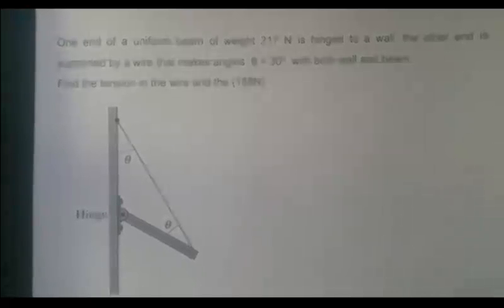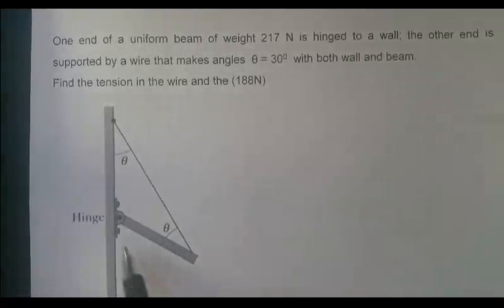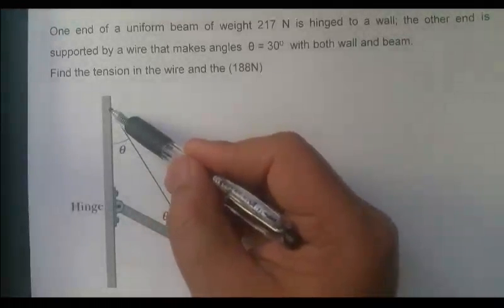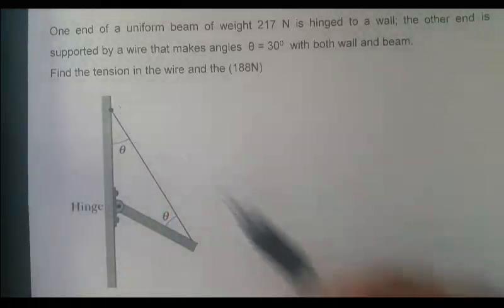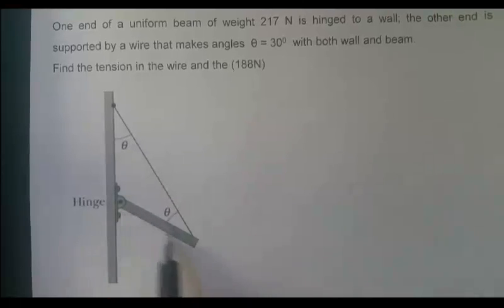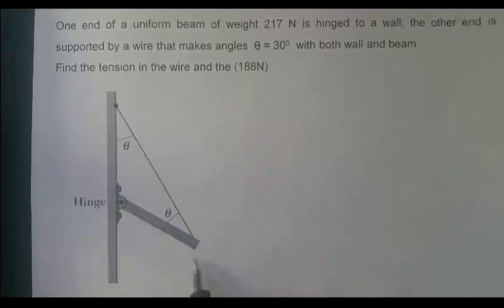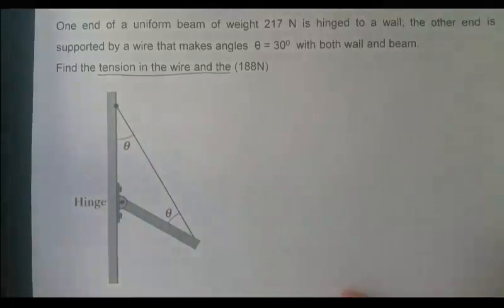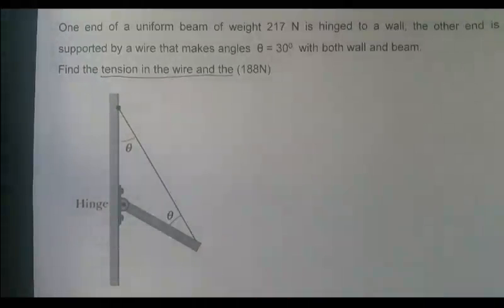So one more problem. Again, this beam is hinged on the wall. The other end is supported by the cable, and the cable is again attached rigidly here, and these are the angles, given as 30 degrees. But the bar in this case is not horizontal, right? It's making some angle. What's the tension in the cable?